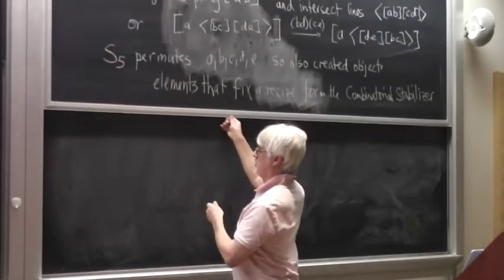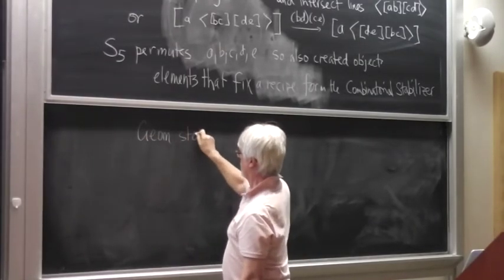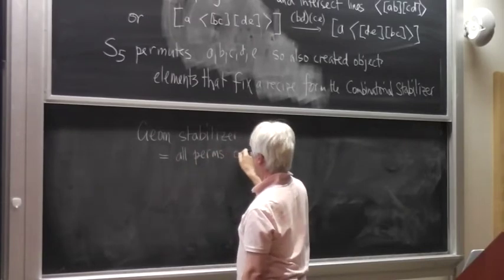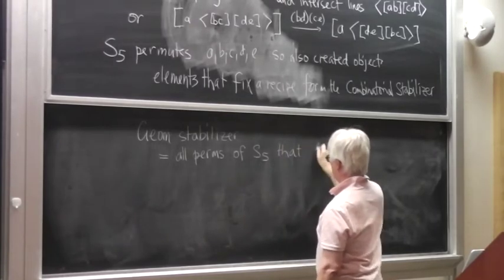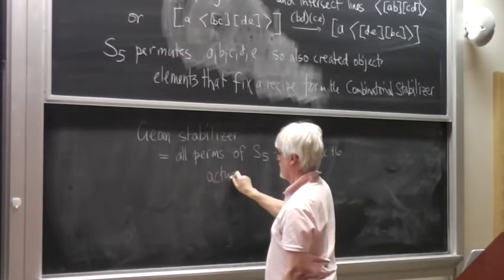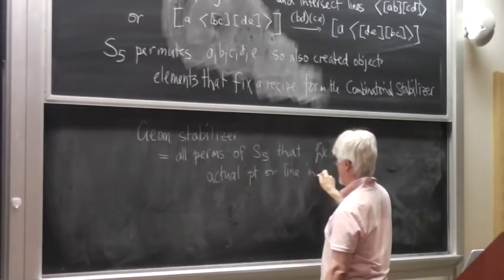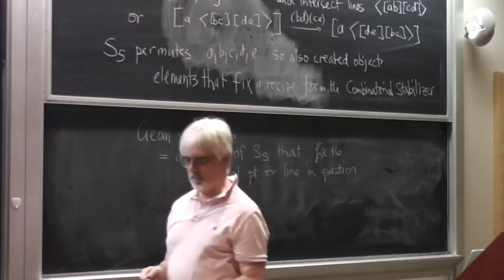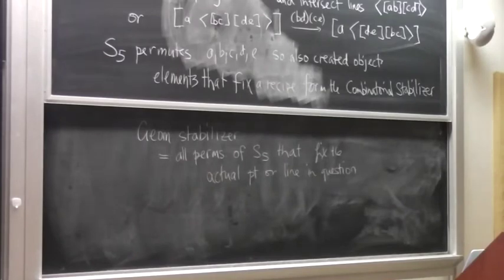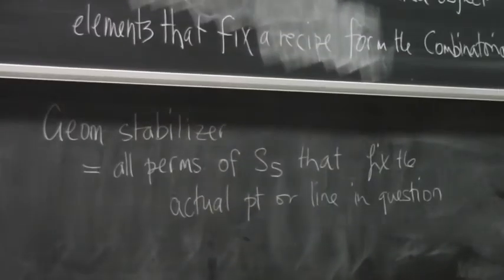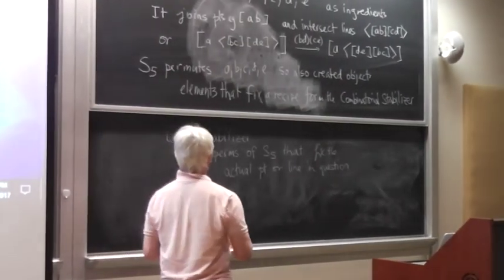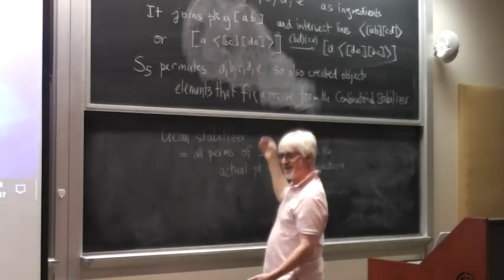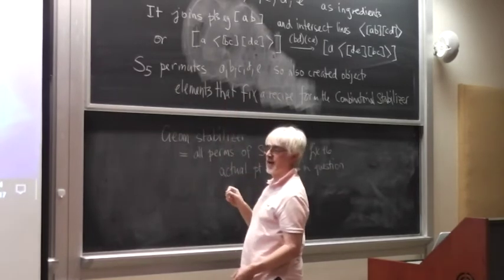There's also a geometric stabilizer. In this case, we ask how we can permute A, B, C, D, and E, calculate, join up some points, intersect some lines, get a result, and how can we permute the ingredients so we get the same result. It's obvious that anything in the combinatorial stabilizer is in the geometric stabilizer. If you fix the recipe, you must be fixing the result. And in this case, the geometric stabilizer is the same.